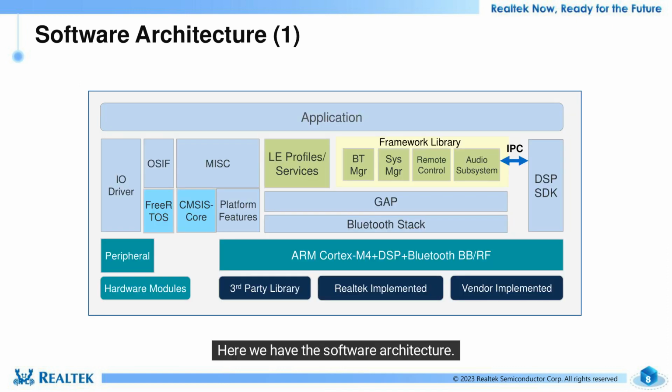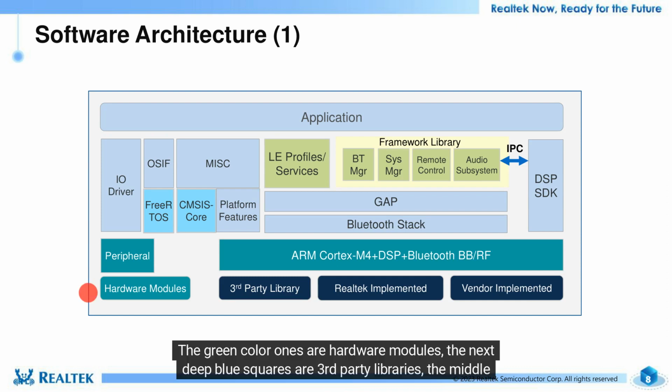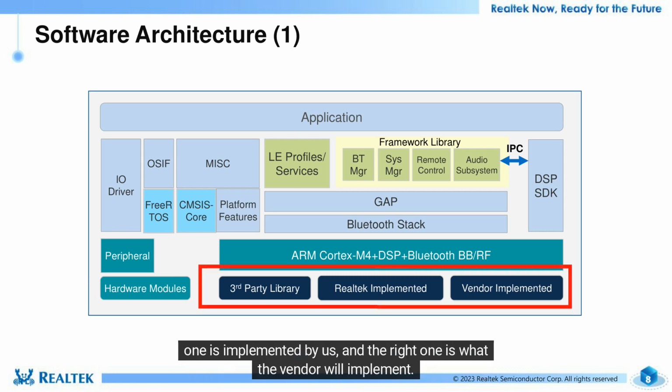Here we have the software architecture. The diagram we have here is color-coded and labeled at the bottom. The green ones are hardware modules, the deep blue squares are third-party libraries, the middle one is implemented by us, and the right one is what the vendor will implement.